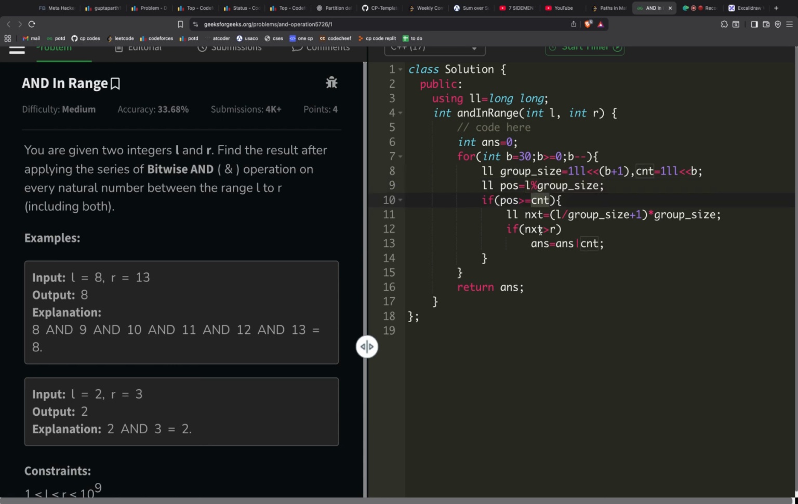If this is set, now we'll check what is the next position at which it gets unset. We saw this: G is L divided by group size, so next is G plus 1 into group size. Now if next is greater than R, then the next position at which the zero occurs is also greater than R. So at all positions this bit is 1. So we are adding that count, that bit, to the answer, and finally returning the answer.